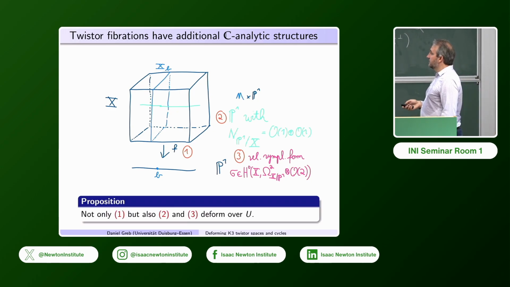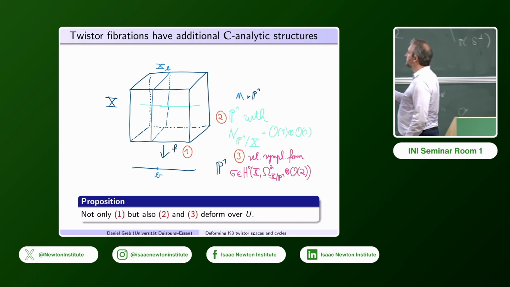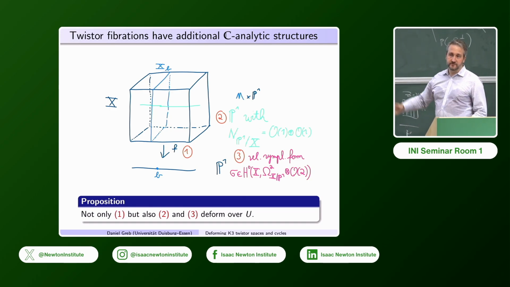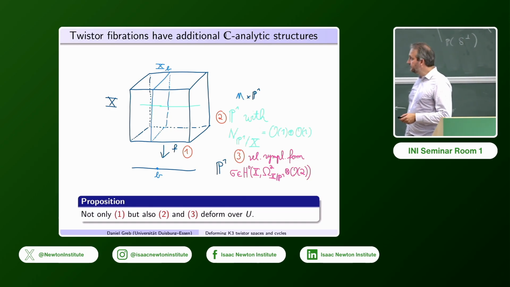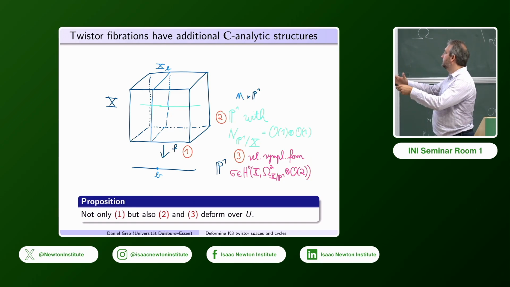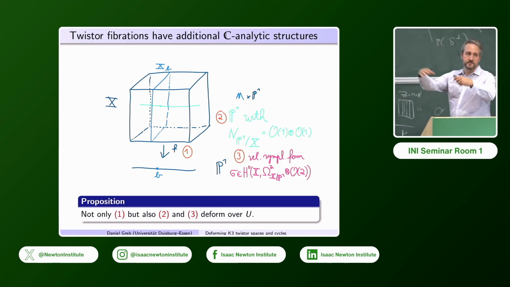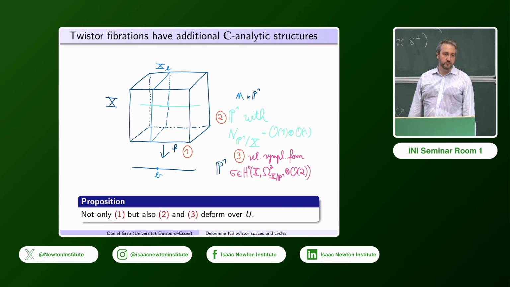And so the proposition is, and that's not so hard to prove, because the deformation theory of this is again controlled by this, and you compute. You use old theorems of Kodaira, an approach which was maybe known, I will give the reference soon. Not only this one, but also this 2 and 3, they deform over this U, at least after shrinking U.